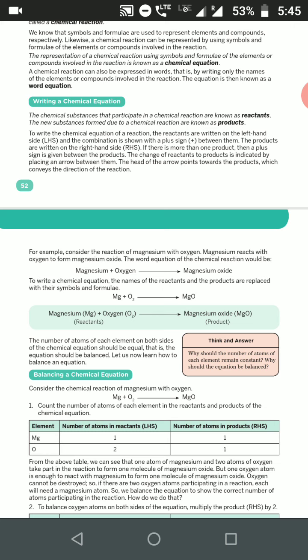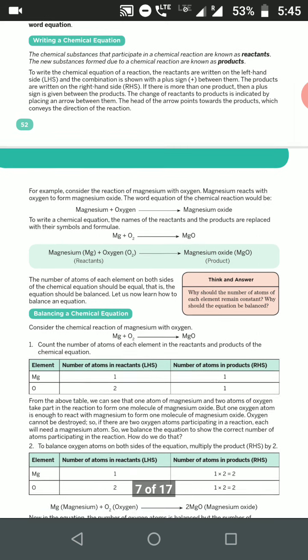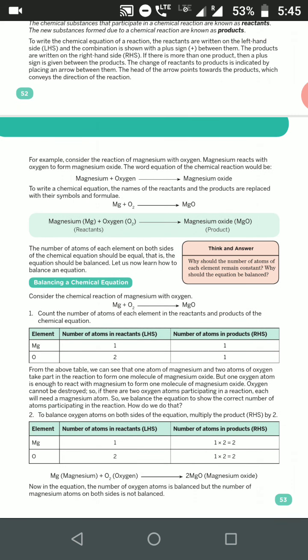This is important. Suppose we take a reaction, that is Mg plus O2 gives rise to MgO. Now, how to balance a chemical reaction? For balancing a chemical equation, you have to make a table. Write the element, the number of atoms in the reactant, that is on the left hand side, and the number of atoms in the product on the right hand side. The elements are magnesium and oxygen. The number of atoms in the reactant: magnesium is 1, oxygen is 2. In the product, magnesium is 1 and oxygen is 1.